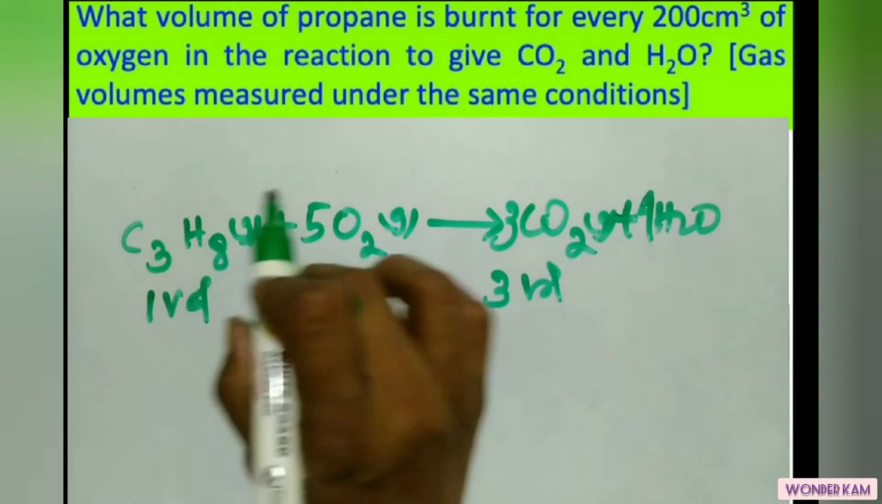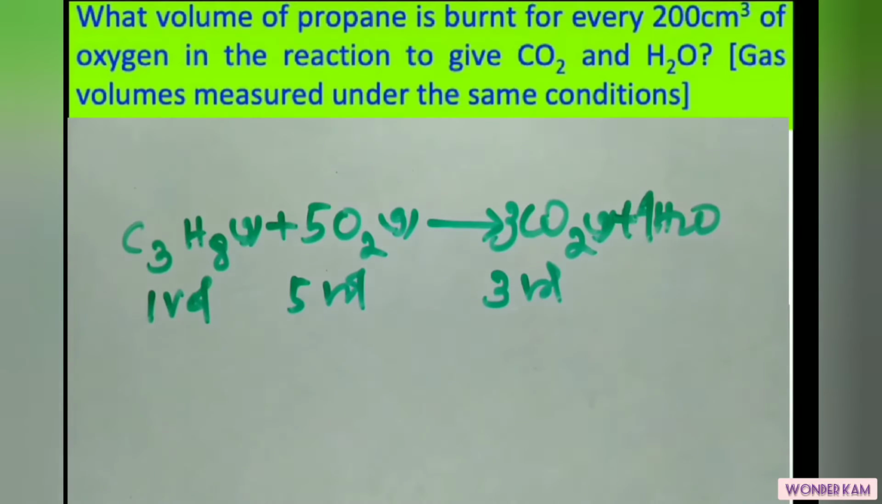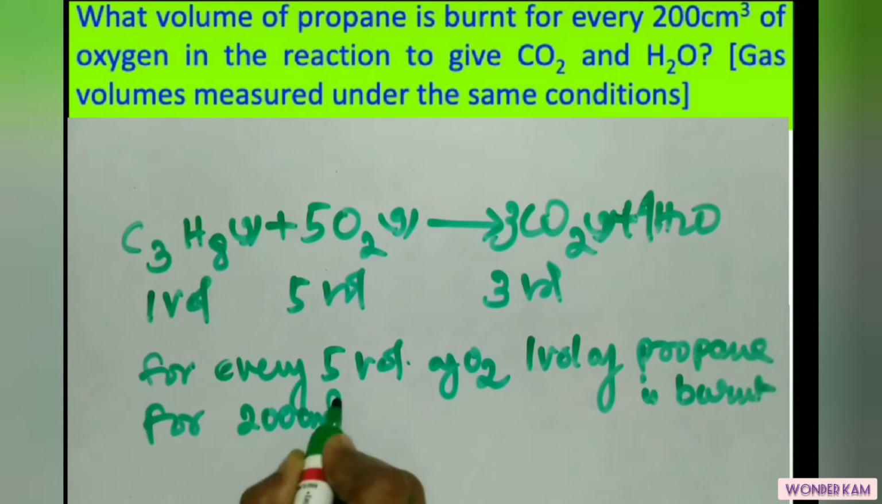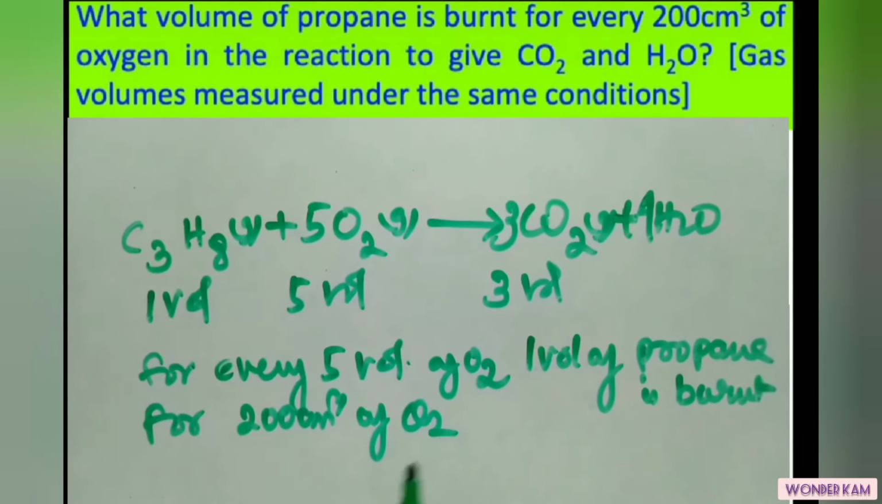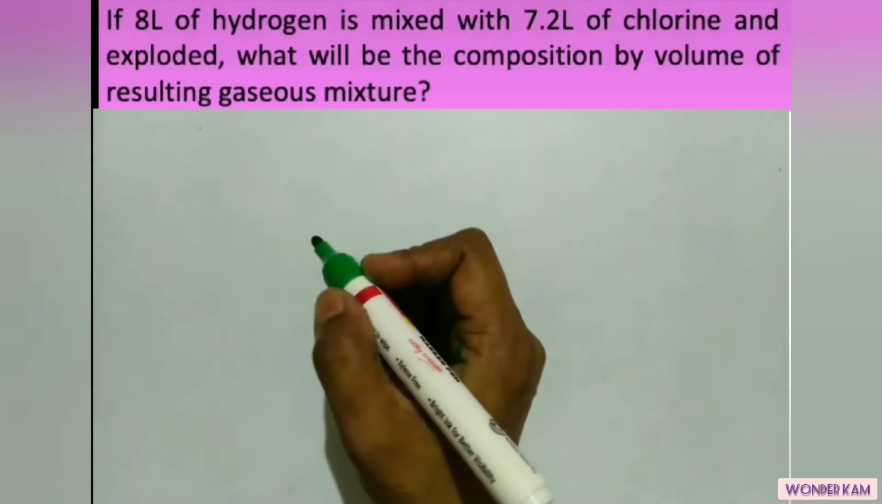As per the question, we have 200 cm cube of oxygen. I have written that for every 5 volumes of oxygen, 1 volume of propane is burnt. So for every 200 cm cube of oxygen, what is the volume of propane? This would be 40 cm cube of propane burnt. Let us move to the next problem.